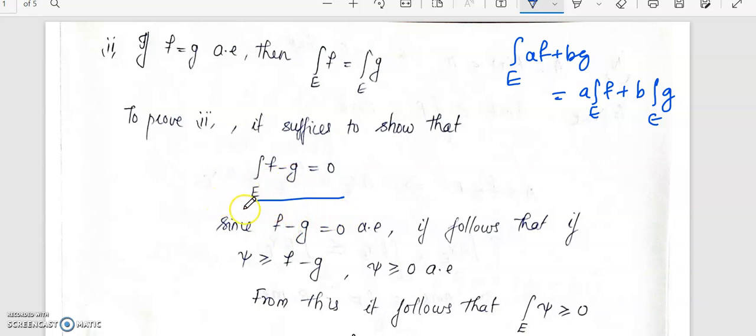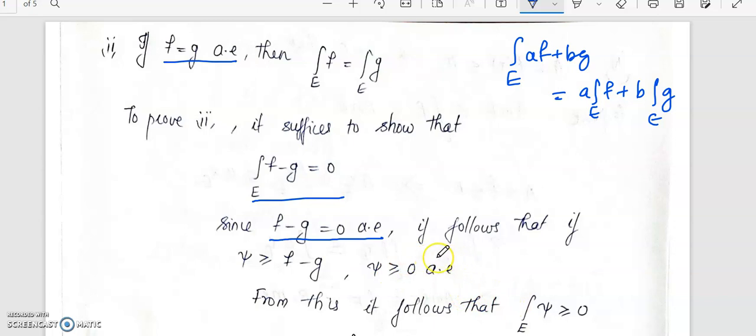So let us prove this. We are given that f is equal to g almost everywhere. So f minus g will be equal to 0 almost everywhere. Now consider xi such that xi is greater than or equal to f minus g. So xi is a simple function, so consider the simple function such that it is greater than or equal to f minus g. F minus g equal to 0, so this will reduce to xi greater than or equal to 0 almost everywhere.